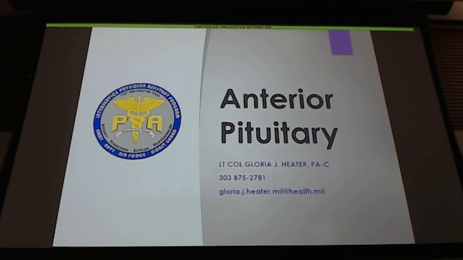That's it for posterior pituitary. We're going to talk all about anterior pituitary. Any questions before you get going? No.